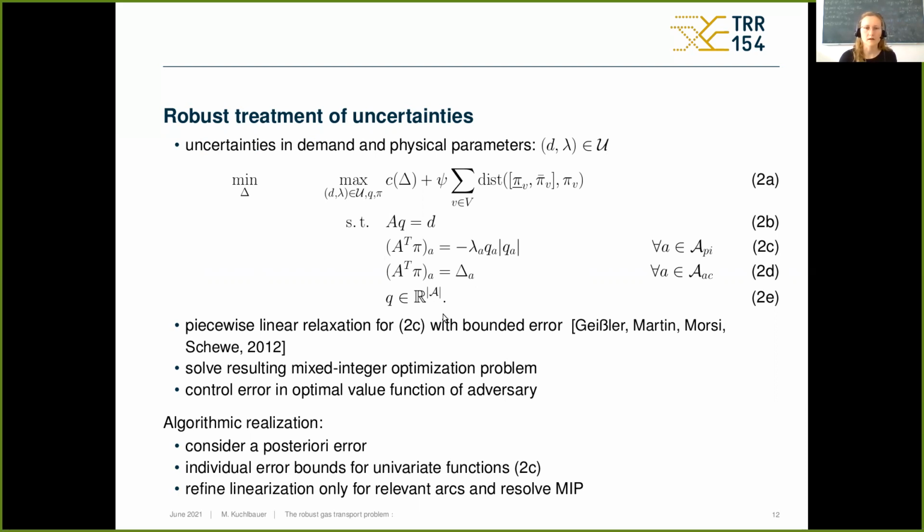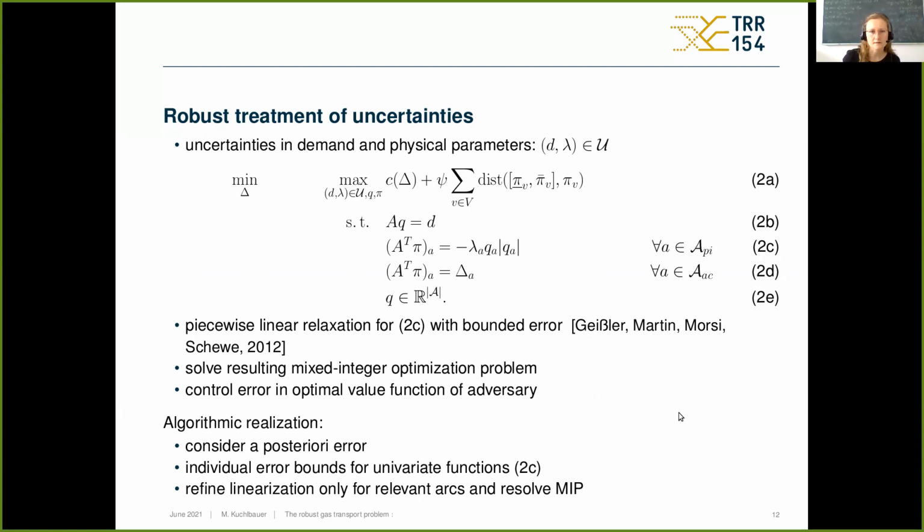And we do this by using piecewise linear relaxation for this pressure loss constraint. An error in this pressure loss constraint results in an error in the optimal value function. But in practice, this relation of the error bounds is not very tight. So what we do is allow for a large error here and then adaptively refine the relaxations in case of a too large a posteriori error.